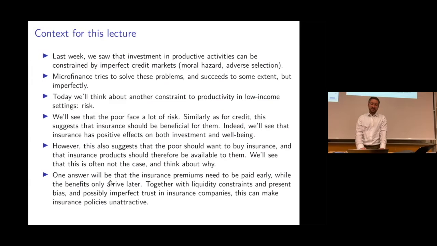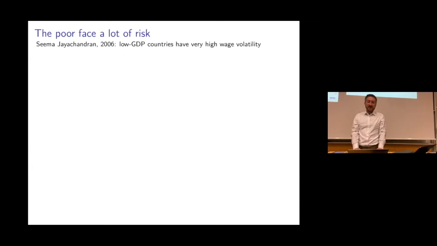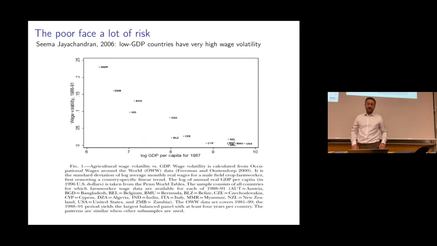So let's start by talking about how much risk poor people face. Here's a figure from a paper by Seema Jayachandran from 2006, where she plots GDP against wage volatility in a number of countries. Log GDP is on the x-axis, and wage volatility is on the y-axis. Volatility just means how much wages move around from month to month, from year to year. You can see that there's a clear negative relationship here. The richer a country is, the lower the wage volatility is. And over on the left, you have very poor countries with very high wage volatility.